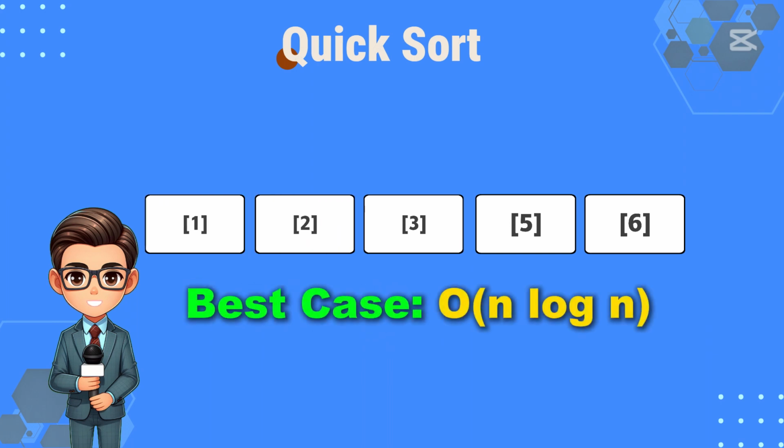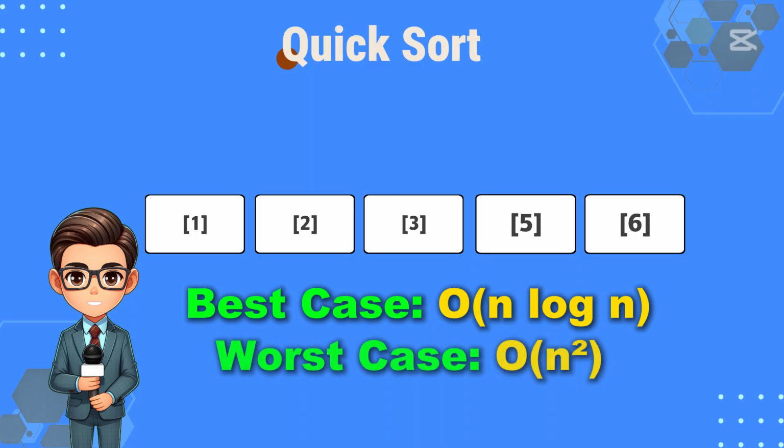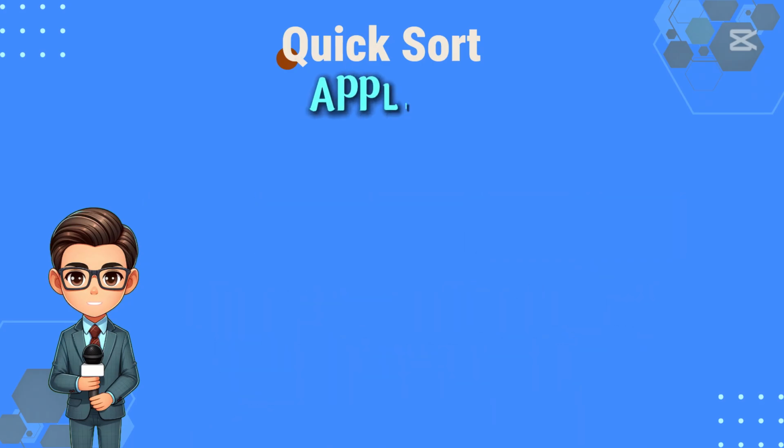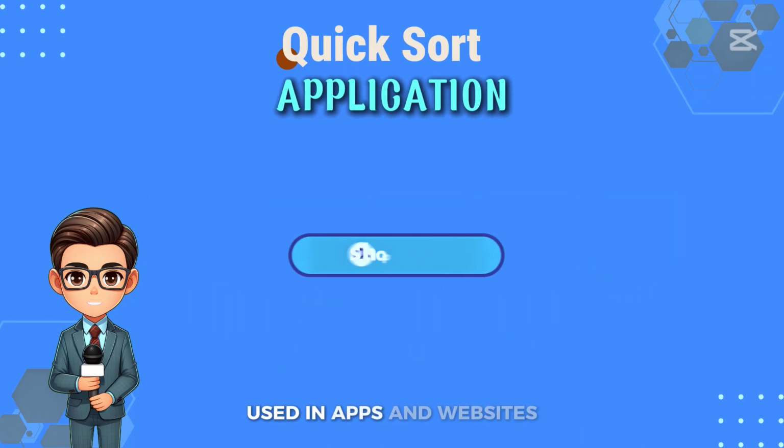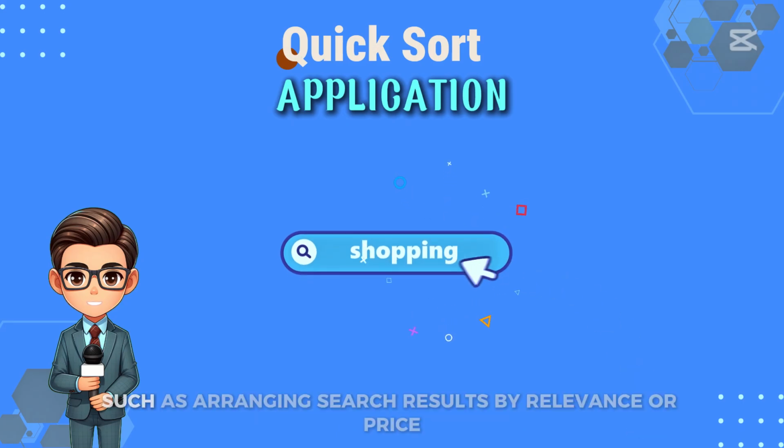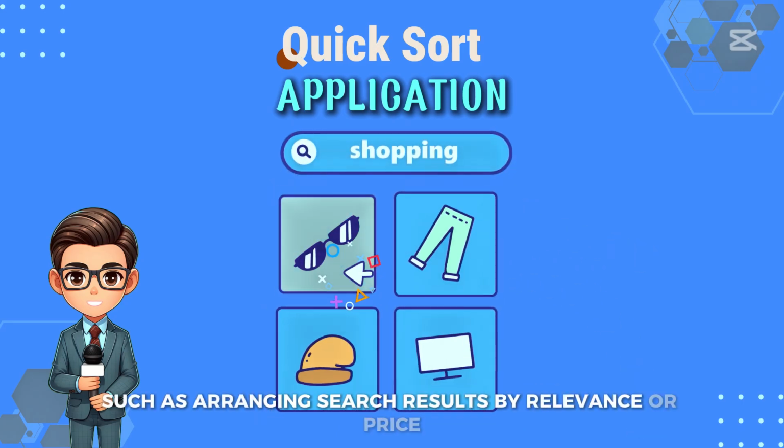Best case O(n log n), but worst case O(n²) when poorly optimized. It's widely used due to its in-place sorting and efficiency in databases. Application. Used in apps and websites when sorting items, such as arranging search results by relevance or price.